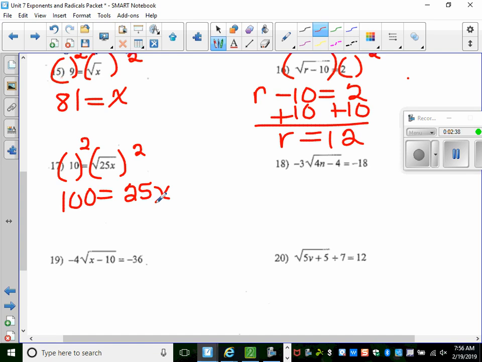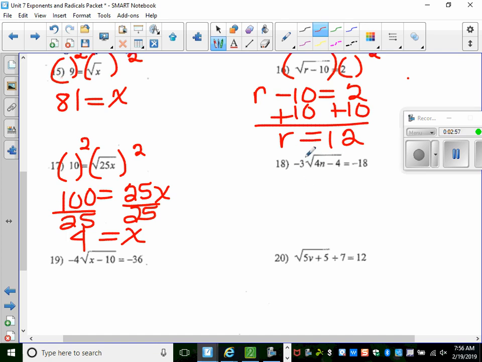So how do I solve it? Divide both sides by 25. So x equals 4. All right, so it's pretty easy when that first step is already done. And it's not that bad when it's not done, because you're going to see.